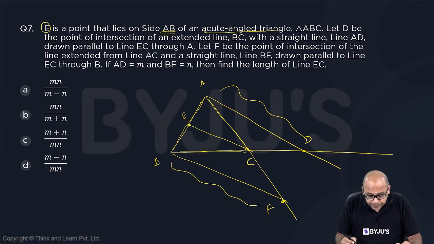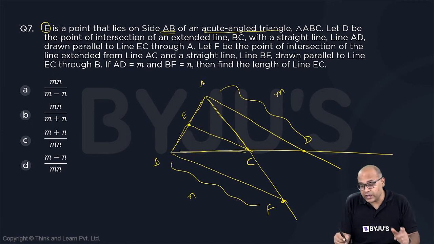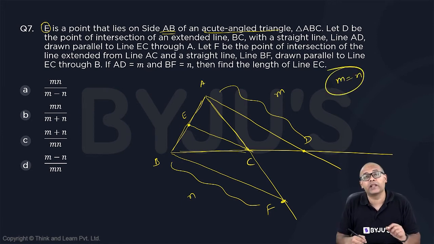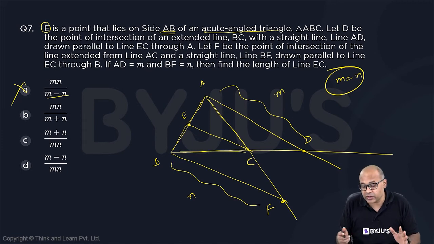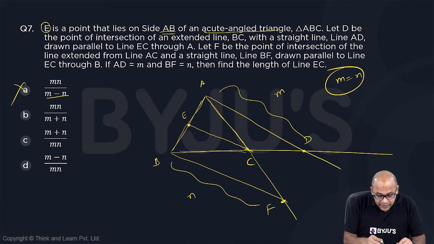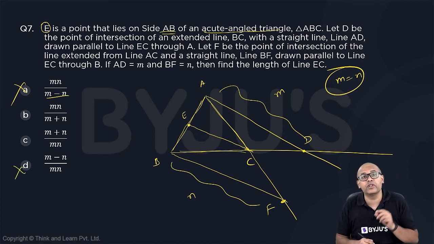Now they are saying AD is M and BF is N. Now clearly my M equals N in this particular case. Now which options are possible for me? This is not a possibility because I'm having denominator as M minus N. I can't have it because if they are equal, it becomes 0. So option A will not be valid at all. Similarly, option D will not be valid because the numerator becomes 0.